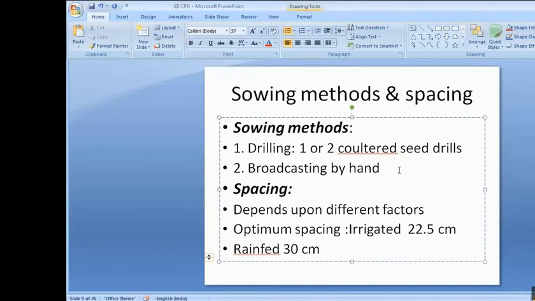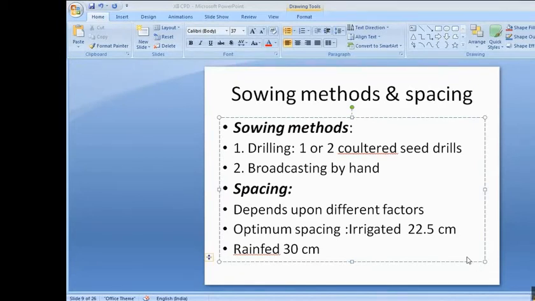We have studied that spacing means the distance between plant to plant and row to row. That is called spacing. It is kept at the time of sowing. Plant to plant and row to row spacing depends upon different factors. Which factors are there? Like soil factor: if the soil is heavy soil, clay soil, then more distance can be kept. Likewise, it depends upon irrigation and many other things that we will see.